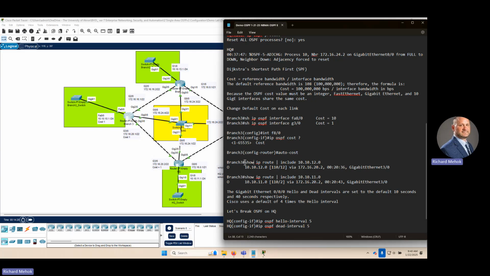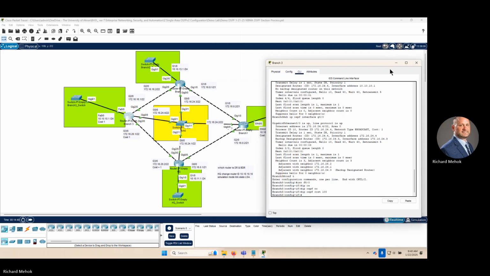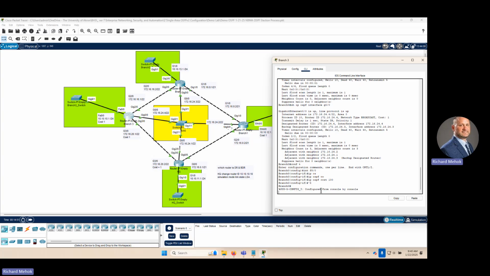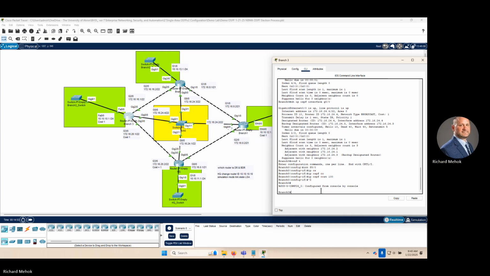So let's do a show ip route with the pipe and include 12. So let's take a look at where we're going to be in Branch 3. And then 12 is all the way over here on Branch 1. So we have to traverse this whole network to get there. So get out of config. And let's put the command in.